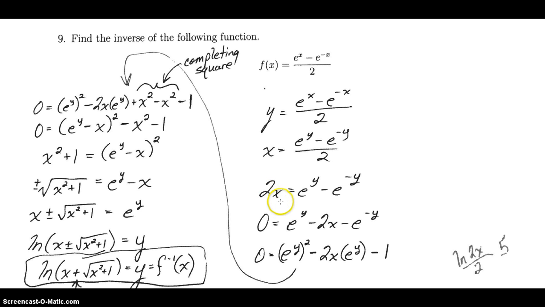So from this point, what we can do is get everything over onto the right side and then multiply by e to the y. Now, why would we do that? Well, that would give us something that looks like this, which doesn't look much better, except it may kind of look familiar to you because it's the same form as a quadratic.